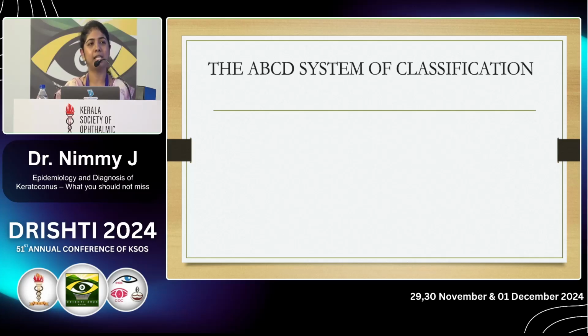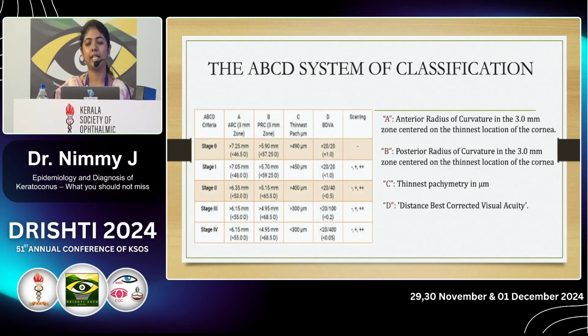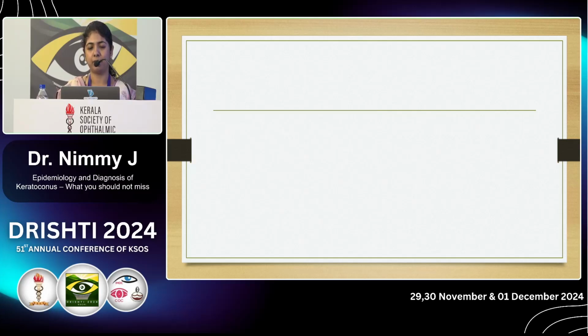The more recent classification is the ABCD system of classification. A is the anterior radius of curvature, B the posterior radius of curvature, both in the 3 mm zone centered on the thinnest location on cornea. C is the thinnest pachymetry value, and D the distance best corrected visual acuity.